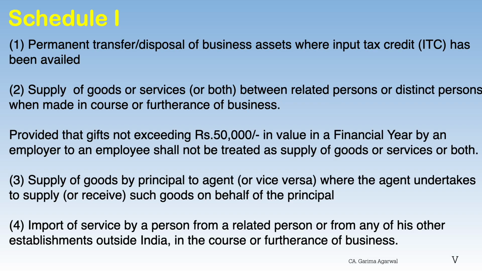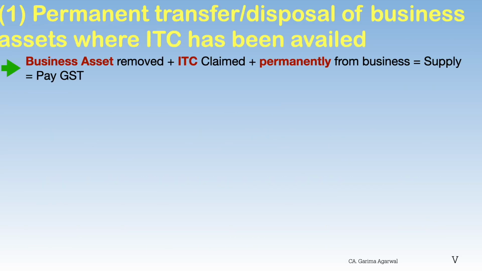These are the 4 triggers under Schedule 1 of the CGST Act, which are considered as deemed supply even if the transaction happens without consideration. We will discuss them one by one in the current video as well as in the ensuing videos. In this video, we are going to talk about the first para of Schedule 1, that is permanent transfer or disposal of business assets where input tax credit has been availed.